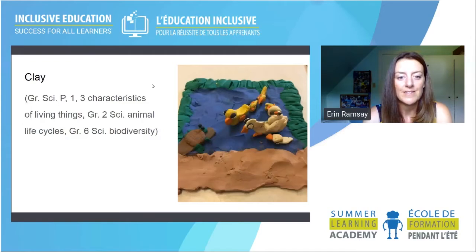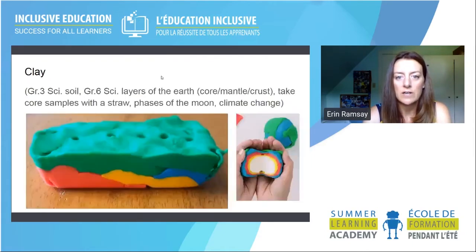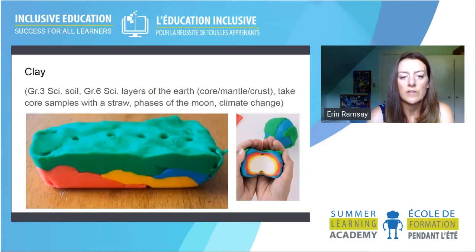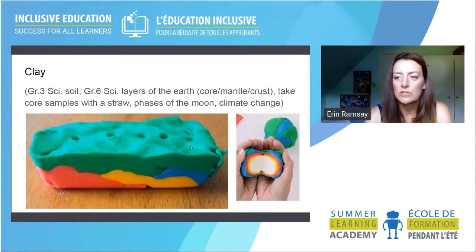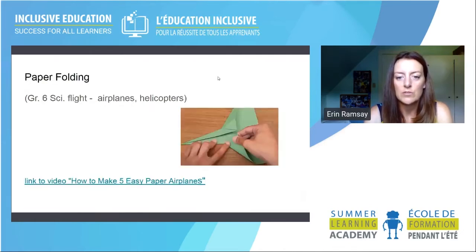And so that's what I'm asking all of us to try a little more. I was thinking grade 6s for your science, for biodiversity. Another idea, potentially, you can use clay. Grade 3s, I know that one of your science topics is soil, and this is a fun thing to do with clay. You can have the layers of soil, and you can take little core samples using a straw, and that's fun. They like that. But you can use clay for lots of things. Grade 6 science, layers of the earth, phases of the moon. Just use your imagination.